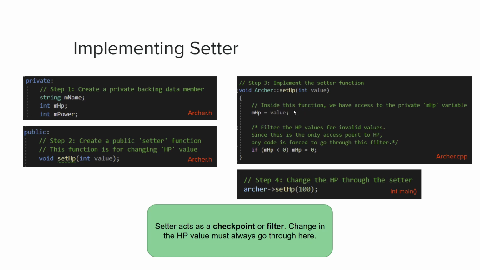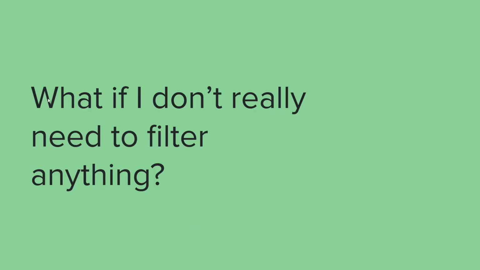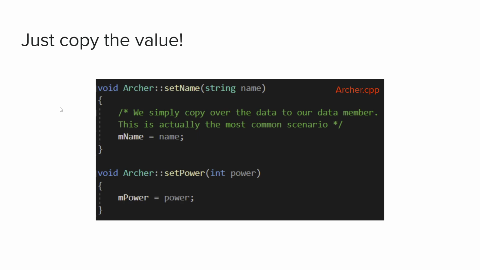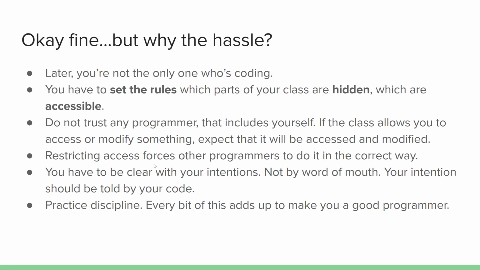Accessor methods? None? Okay. So, what if I don't really need to filter anything? Like what we did a while ago with the name and the power, we can literally just set this to mName is equal to name and power is equal to power. Okay. So, yeah, I don't think you have any questions here.